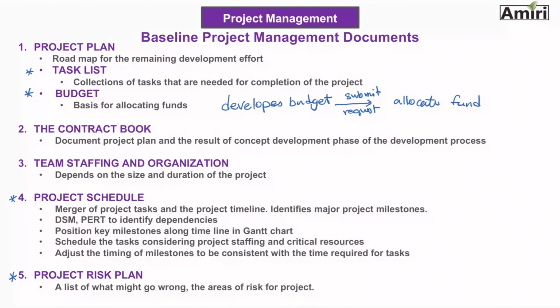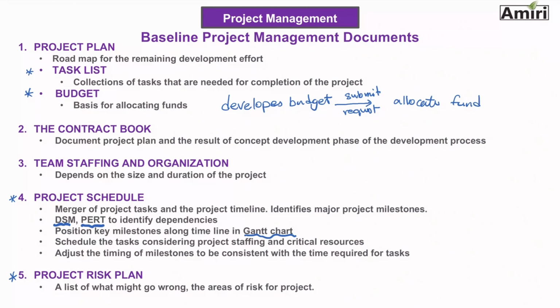Project schedule is the project task list with dependencies and with the timeline. We have talked about Gantt charts before. We have talked about DSM and PERT. If you're not familiar with those, please watch the video on design structure matrix, PERT diagram, and Gantt chart for the schedule of the project.